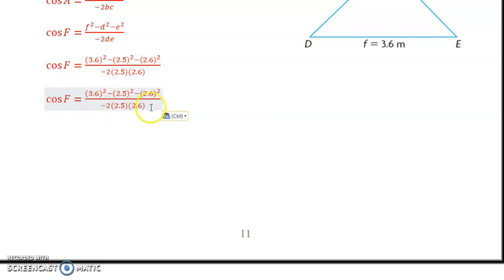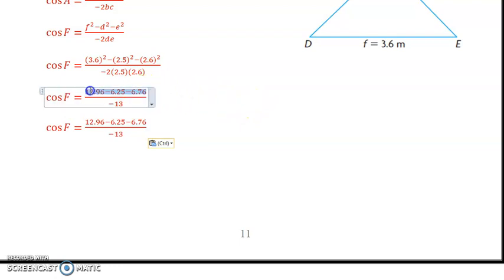And we get 12.96. Do 2.5 squared. That is 6.25. Do 2.6 squared, and that's 6.76. And then multiply the three numbers on the denominator: negative 2 times D times E. So negative 2 times 2.5 is 5. Multiplied by 2.6, it's 13, so it's negative 13, because one of the numbers was negative.